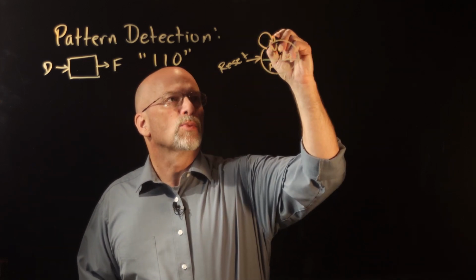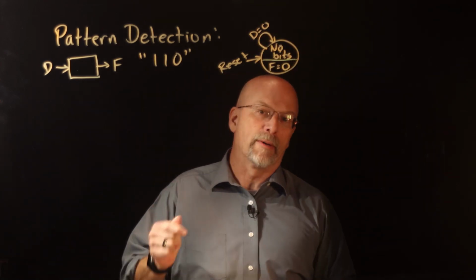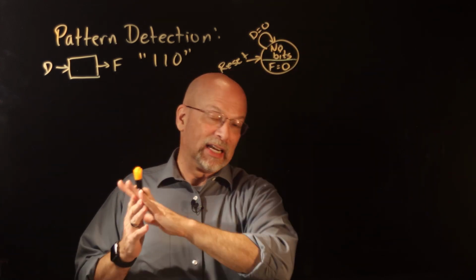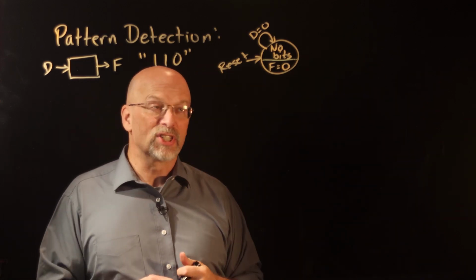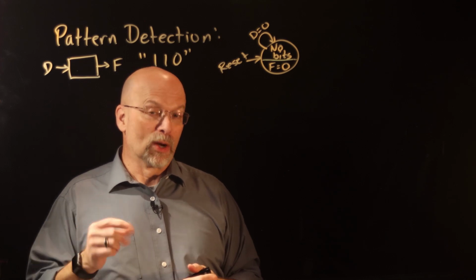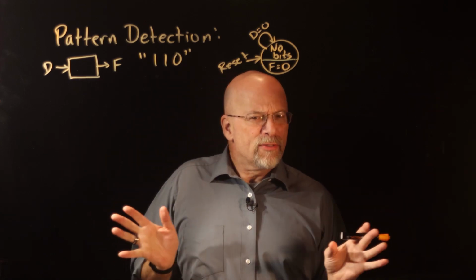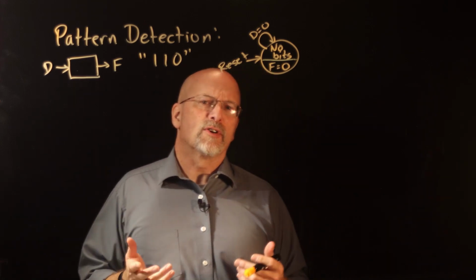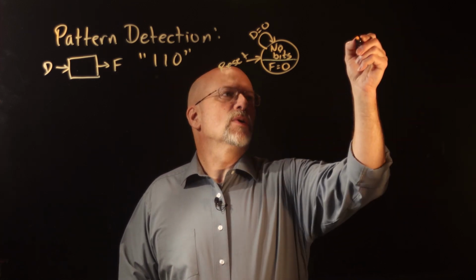So as long as we keep receiving zeros, as long as D is equal to a 0, we're going to stay. If I get a long string of zeros, I'm going to stay in the no bits received state. All right. Now, we get a 1. A 1 comes in. Now, we don't know if this 1 corresponds to the first bit of the sequence or not, but it could. So we go to a new state.